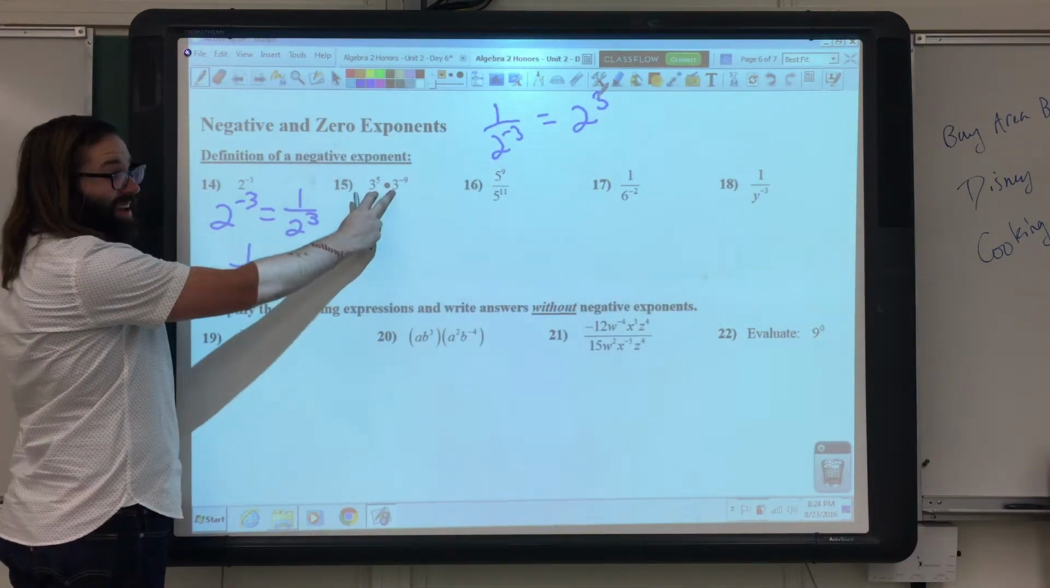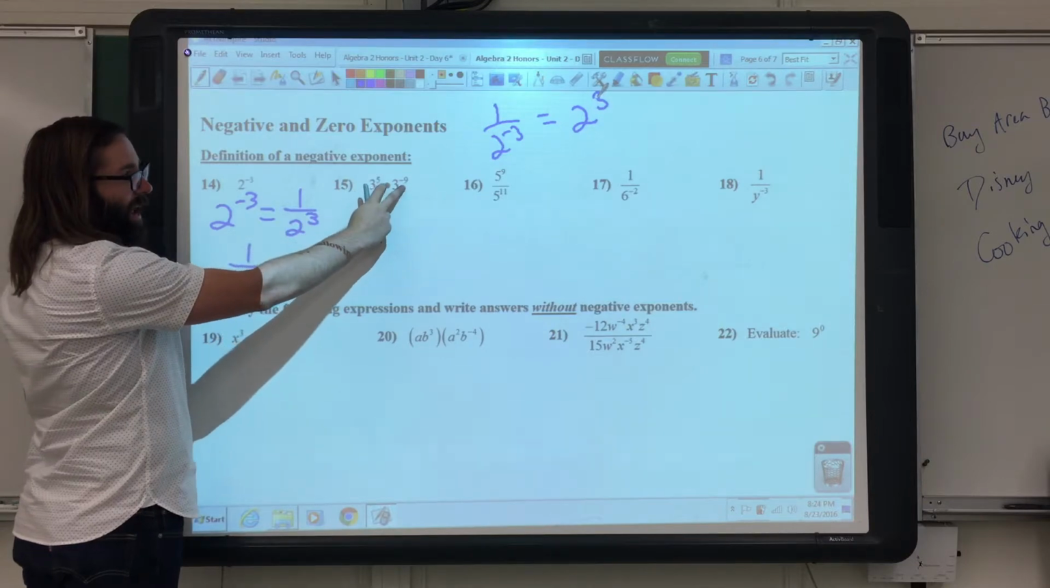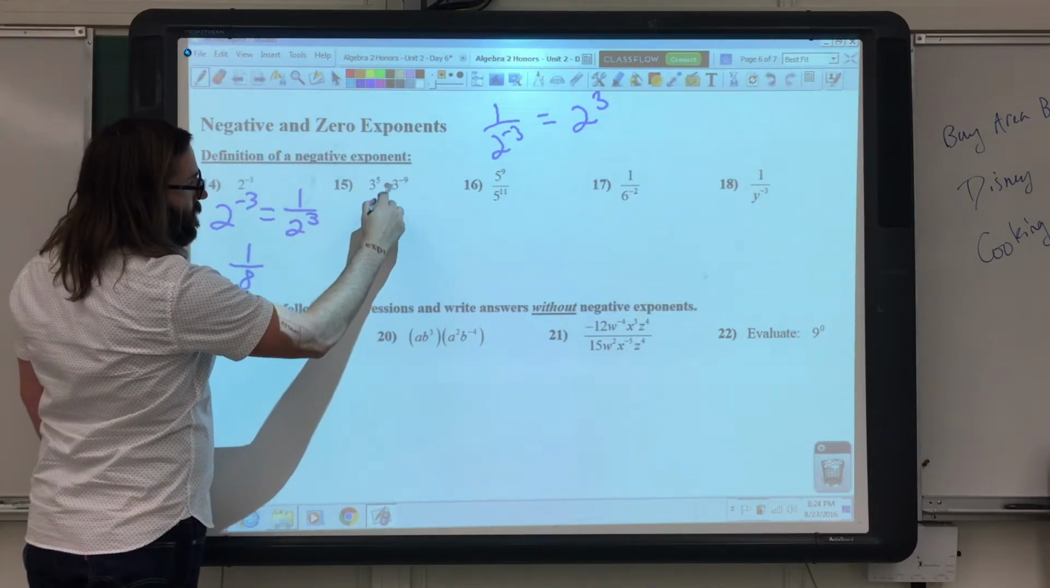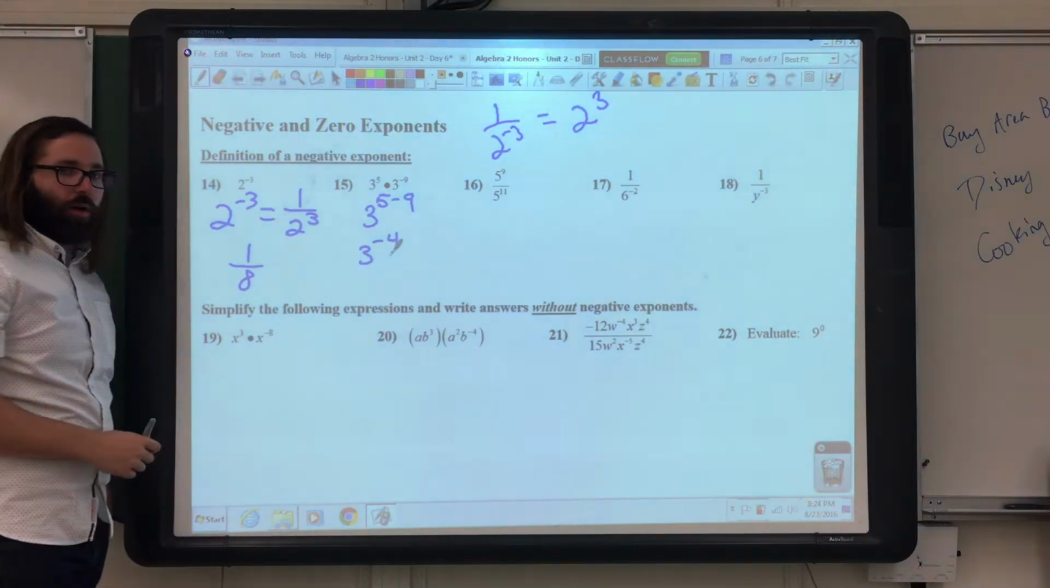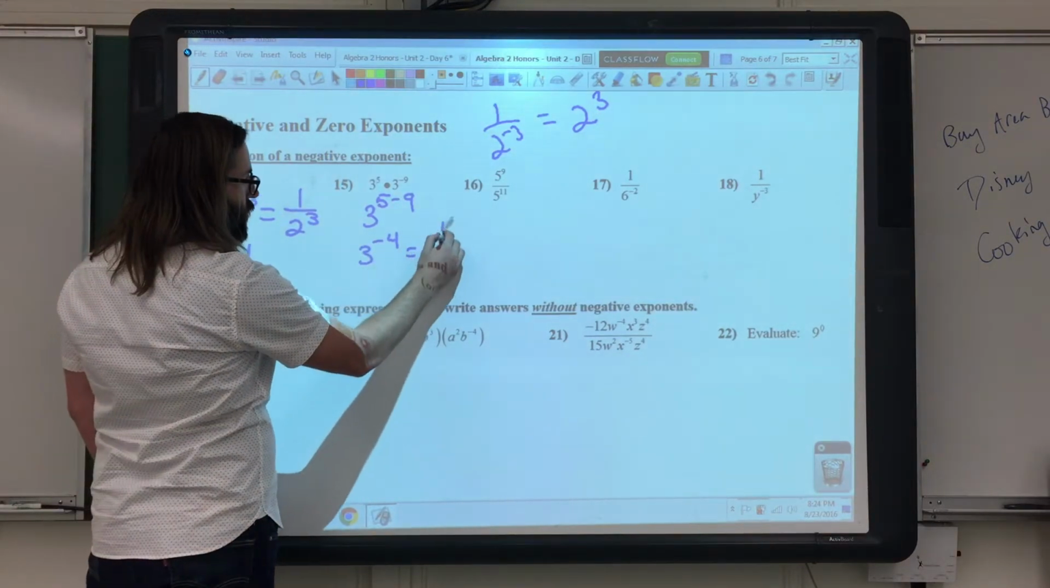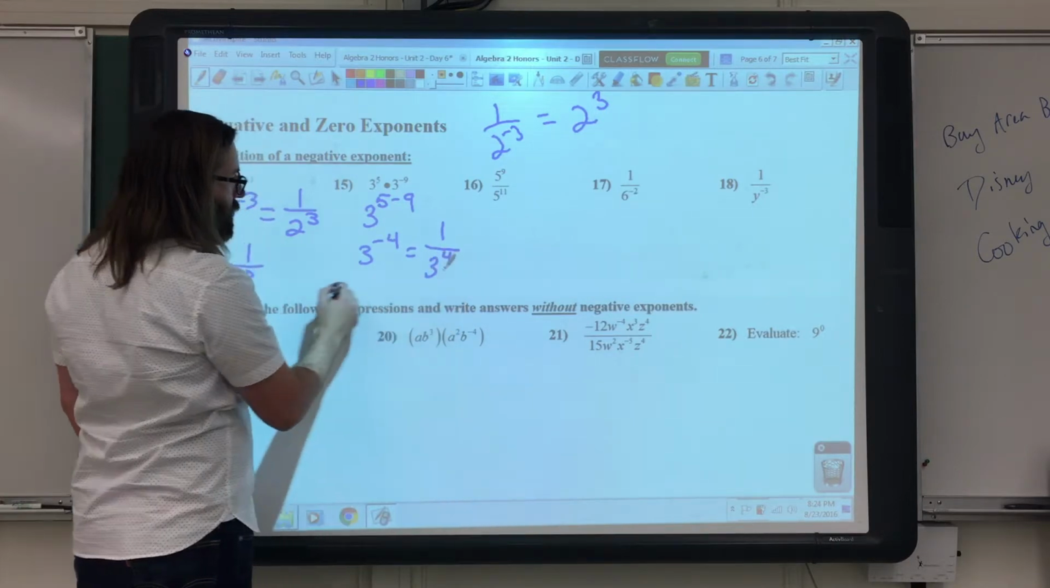So let's go to this one. Same base, they're multiplying, so we add these two. So this is really 5 minus 9, which is 3 to the negative 4, which is really 1 over 3 to the 4th.